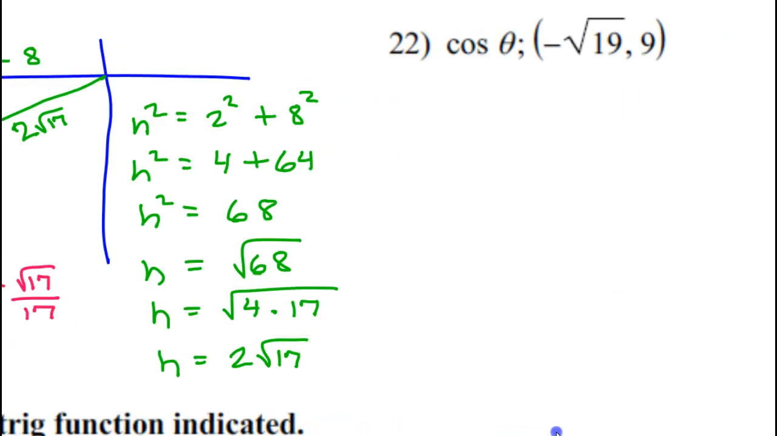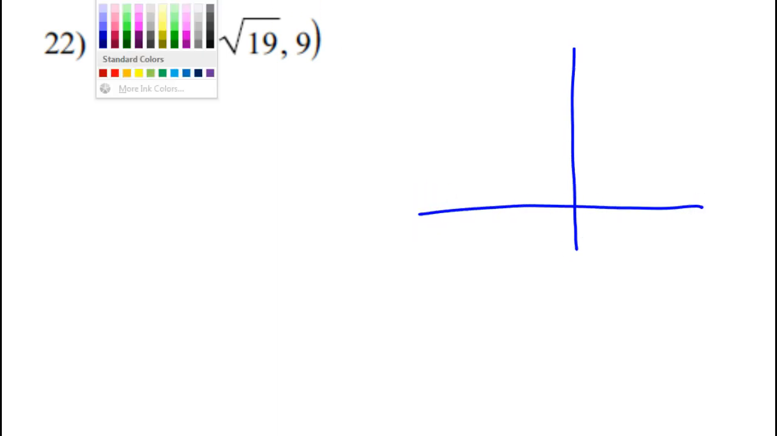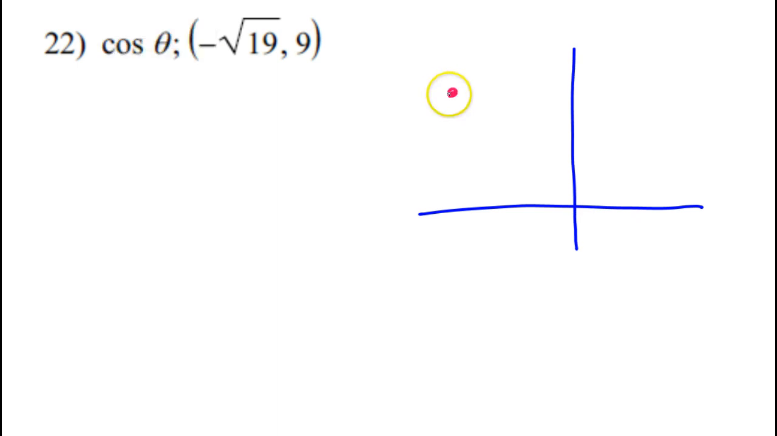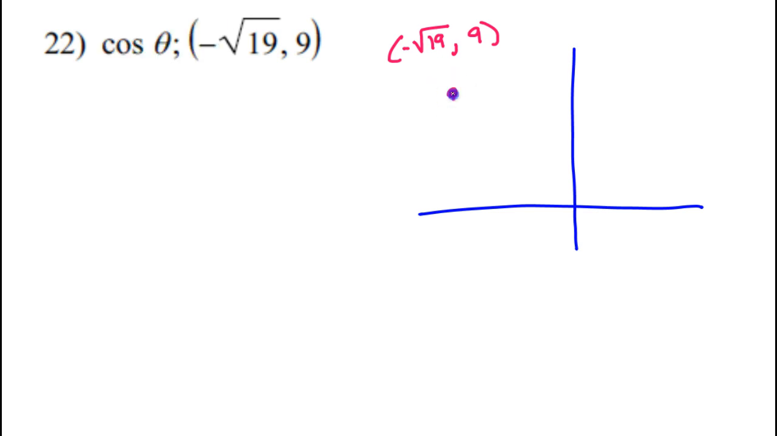Okay, one more. This is going to be in the second quadrant, so let's go ahead and draw our sketch. So this will be the point negative radical 19 comma 9. And let's make a triangle out of it. This is the angle going through here. Let's make a triangle out of this, showing the reference angle.